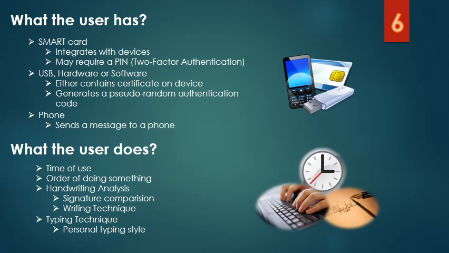What the user has. This can be a smart card, which is like a credit card with an embedded microprocessor that securely stores secrets, such as cryptographic keys. This can also be USB hardware or software. One-time password tokens are small devices with a display that generate a periodically changing code. Authentication requires entry of that code, so the user must be in possession of the token. Another way of doing this is with a phone, by having a temporary code sent to the user's phone.